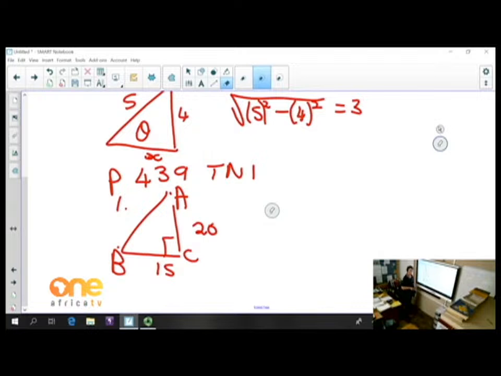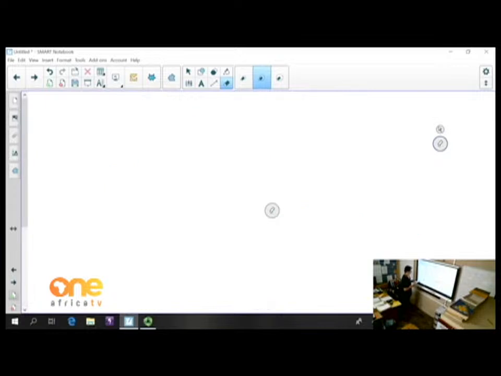Do I add or subtract? I'm going to add. So this one will then be 20 squared plus 15 squared. You can use your calculator. The square root of 20 squared plus 15 squared, close, is equal to, and my answer is 25. So we can do the same now with the next ones.